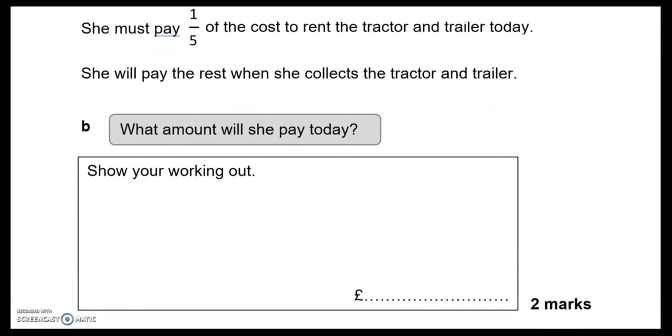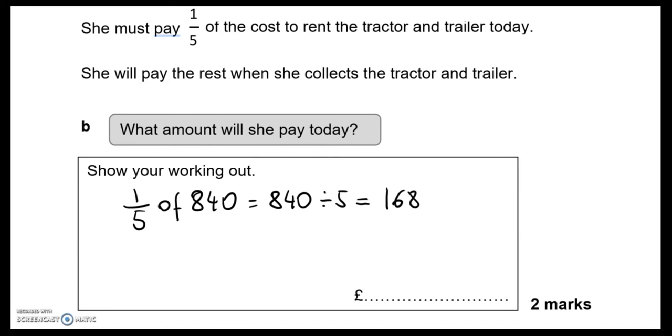She must pay 1/5 of the cost to rent the tractor and trailer today. She will pay the rest when she collects the tractor and trailer. What amount will she pay today? So 1/5 of 840. We'll do 840 divided by 5, which is equal to 168. So £168 she will pay today.